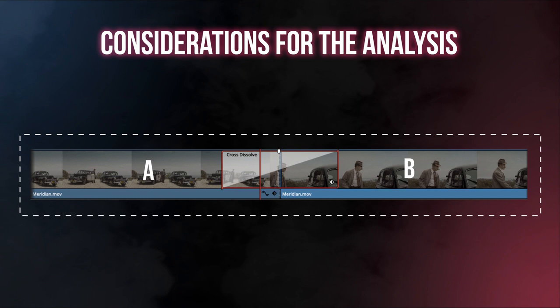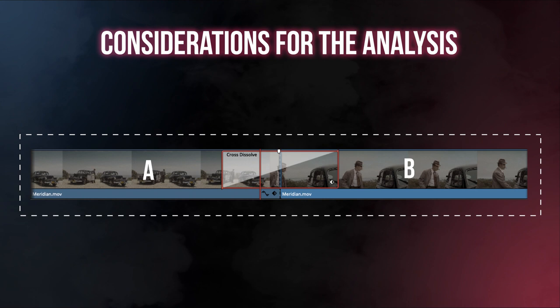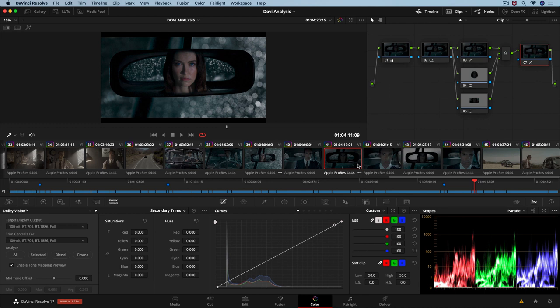This can be used in any cut where we want a smooth transition between two shots, or maybe inside the same shot with two very different lighting conditions. Now we will click All to analyze the whole timeline and create in every clip of our sequence L1 metadata, obligatory for a Dolby Vision analysis.